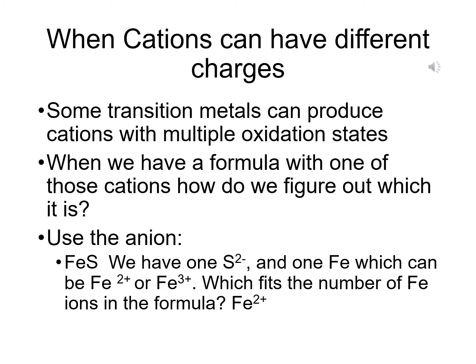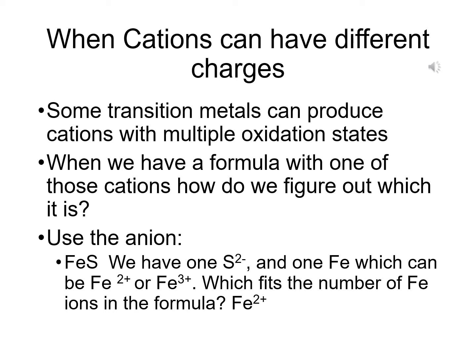So some transition metals can produce cations with multiple oxidation states, and we just talked about some examples. Iron was one, cobalt was one, copper was one. And this can be true also of a couple metals that aren't transition metals, and that is lead and tin. So what do we do when we have a formula with one of those cations and we need to figure out which charge it is before we can name it? Well, we use the anion because we will know the charge of the anion.